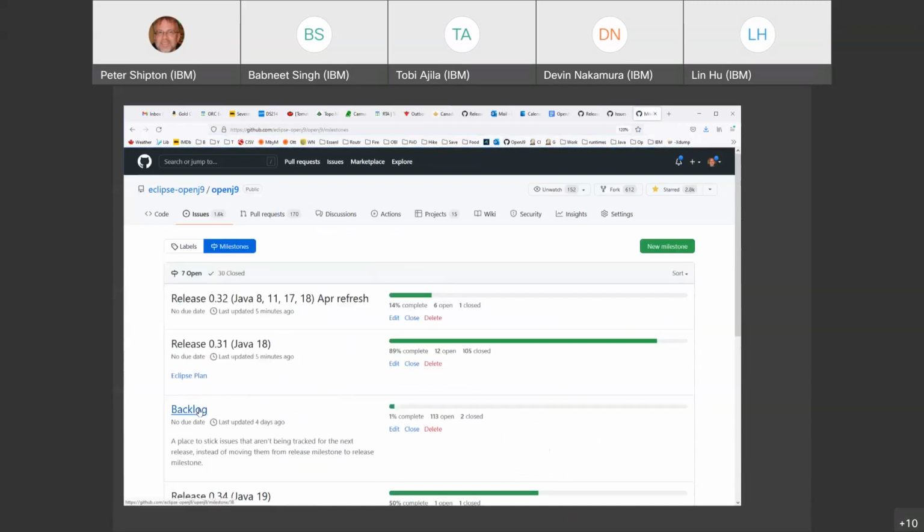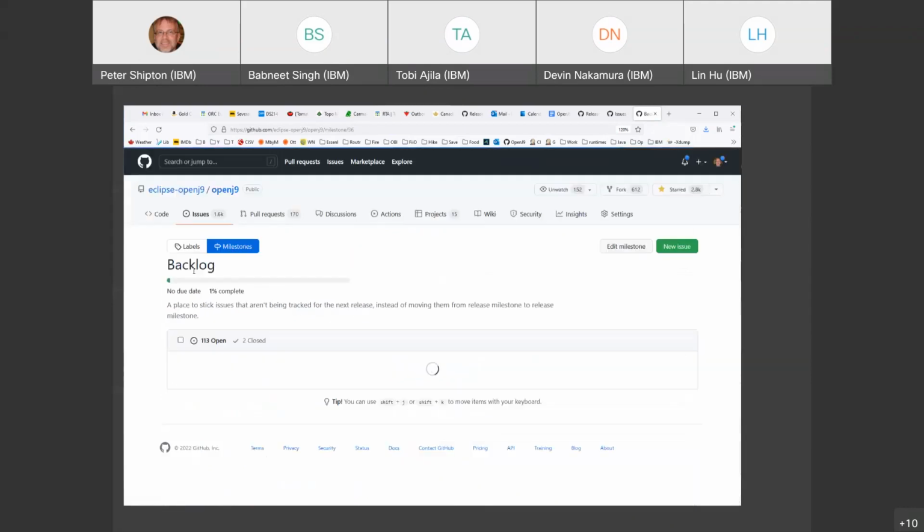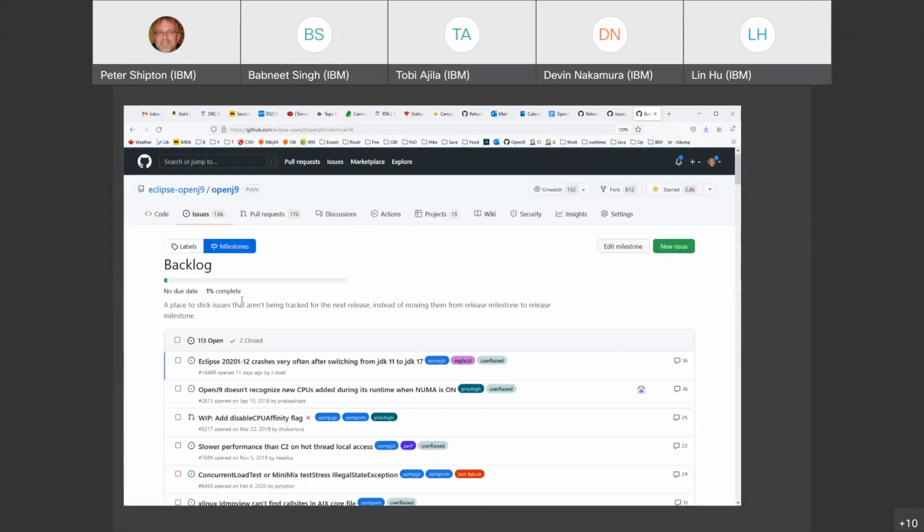a milestone called backlog. Now we used to have a milestone called backlog already, but I renamed that one to deep backlog, because those are things that have been sitting in that backlog for years possibly. Likely we're never going to get to those. But right now the backlog is sitting at 113 issues.